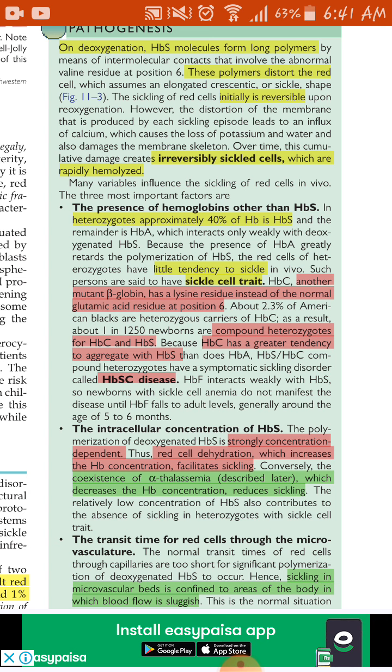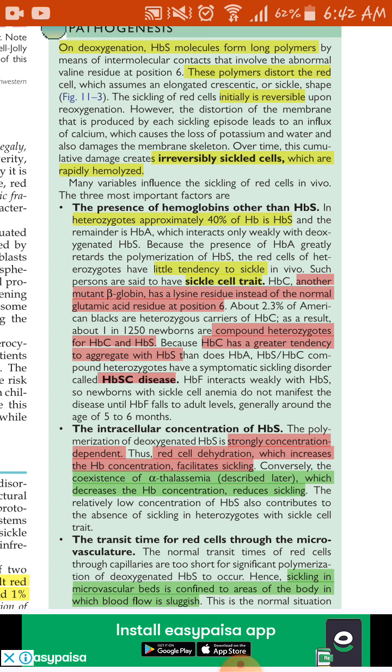A person who is suffering from sickle cell trait, for example, means that the person is heterozygote. Then 40% of the hemoglobin is present in the form of HbS, and the remaining hemoglobin is hemoglobin A. This hemoglobin A has a weak interaction with hemoglobin S. Hemoglobin S is responsible for the formation of polymers, but hemoglobin A cannot interact with these polymers. So if a person is heterozygote, he has little tendency for sickling of the red blood cells, because hemoglobin A cannot interact with hemoglobin S.